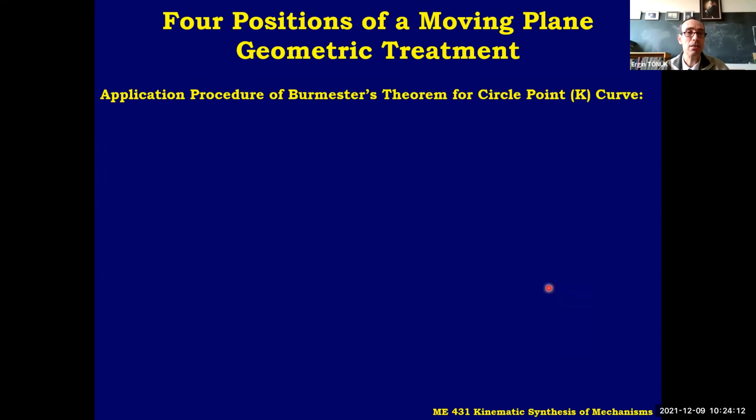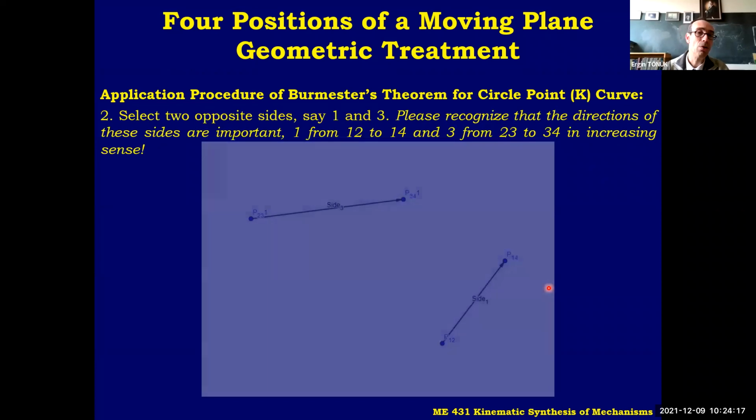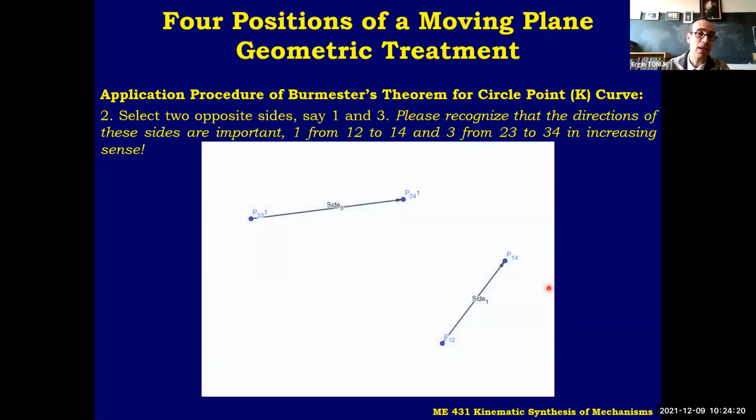Now it says number 2, select 2 opposite sides. And what I'm doing is I'm selecting side 1 and side 3, which are opposite. And as you see, one of the sides is in the image. It doesn't matter. You could also select this side, which would be 4, or that side, which would be 2. You see, this time it's not warped, but you could select them.